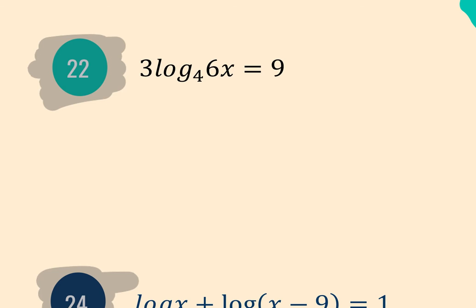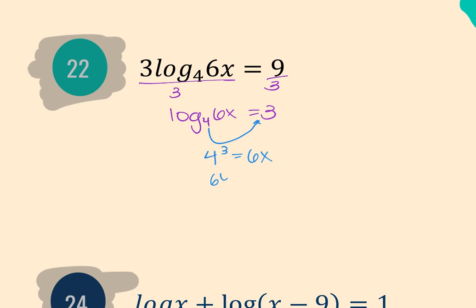All right, 22, again, just one log. I can't get it into exponential until it's by itself, so the first thing I have to do is divide both sides by 3. Log base 4 of 6x would equal 3. 4 picks up the 3, so 4 to the third equals 6x. 4 times 4 times 4 is 64. 64 equals 6x, divide both sides by 6. x would equal 64 over 6, which are both divisible by 2. This would be 32 over 3.